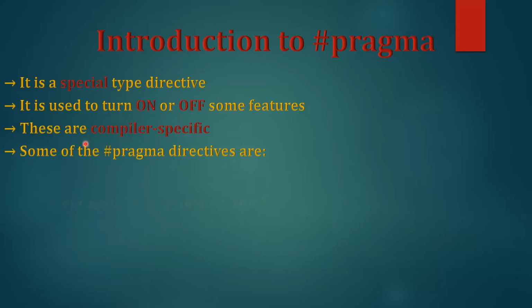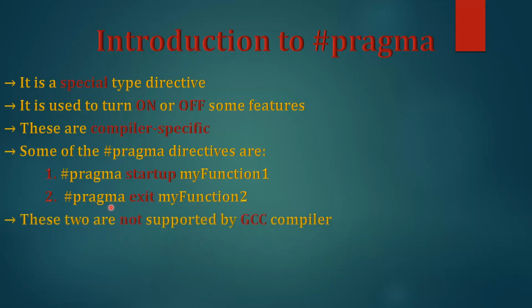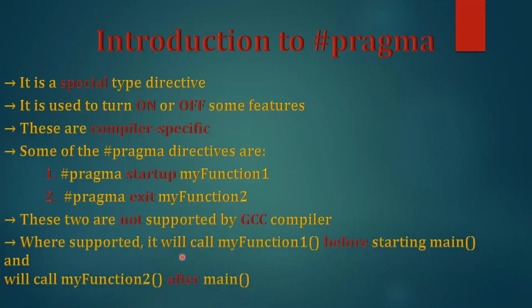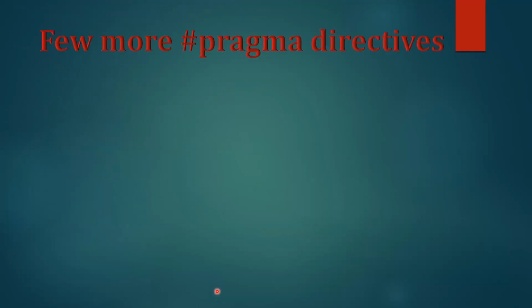And a few examples are hash pragma startup my function 1. Here, my function 1 and my function 2 are two functions created by us, and if we want some special setup for those functions, those are initiated by these pragmas. We will see now. First of all, these two pragmas are not supported by the GCC compiler, and where supported, the first one will call my function 1 before starting the main function, that is this one. And in the second case, it will call my function 2 after the main function is completed. Okay, now let's see some more pragma directives.